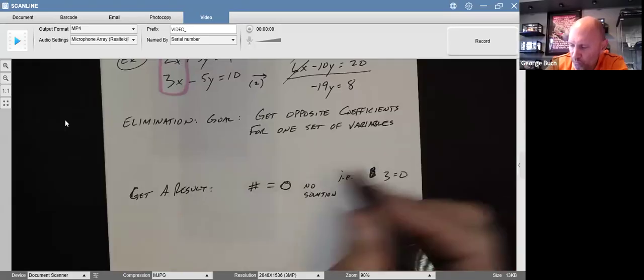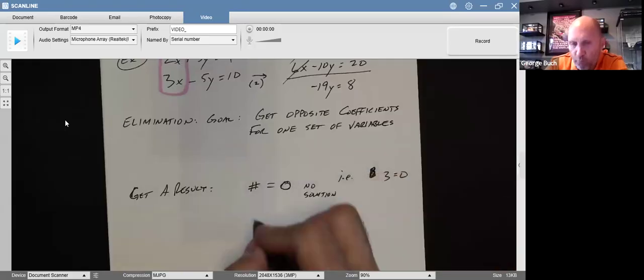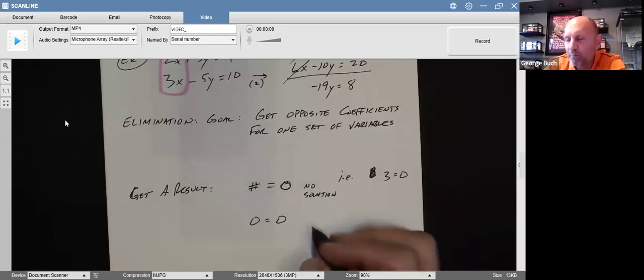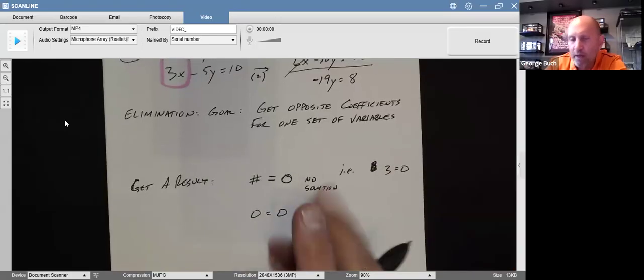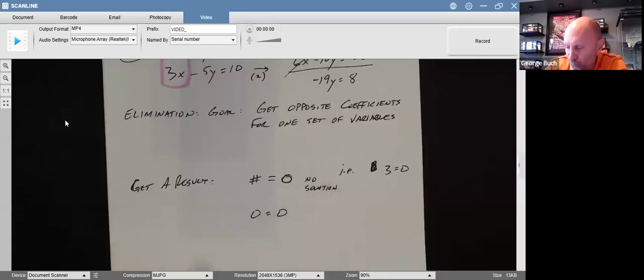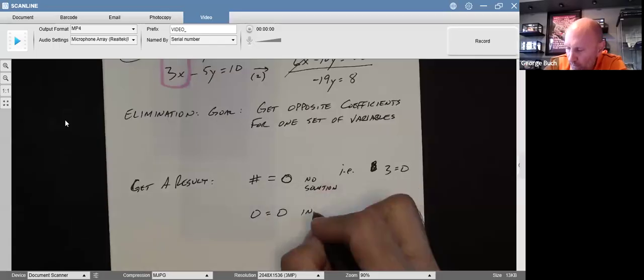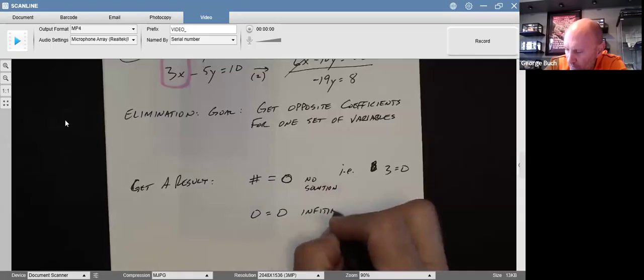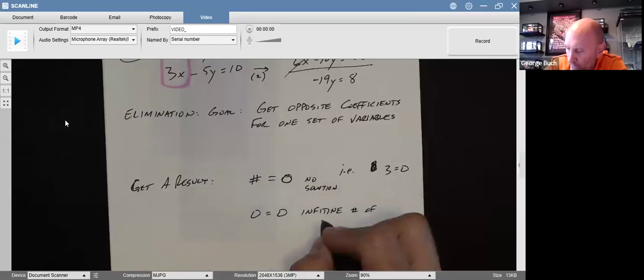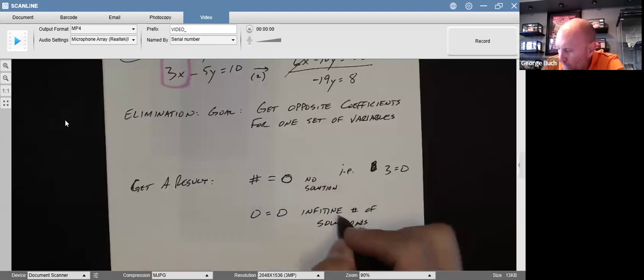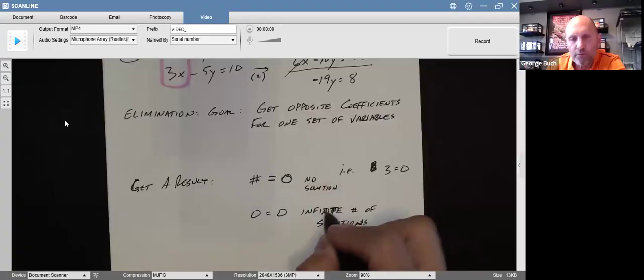If I do substitution or elimination and I get 0 equals 0, what this means is I can pick any values for x and y in a certain combination, and it's always going to make that system true. And therefore, what it means is I have an infinite number of solutions.